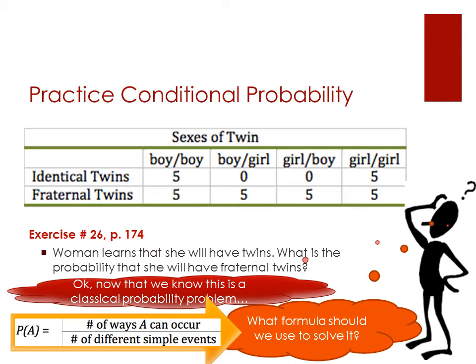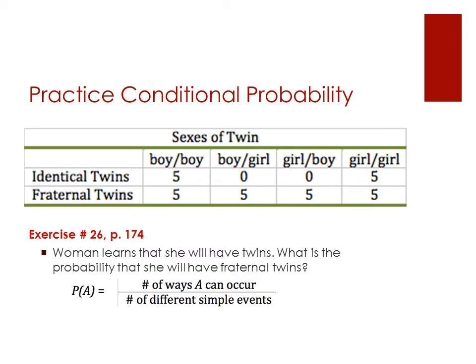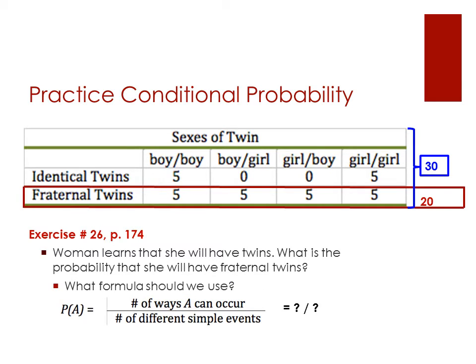Okay, you should be using our basic formula that we've been working with for quite a while now. So we have the number of ways A can occur over the number of different simple events. Remember, we have our total of events, and then we have the number of ways A can work. So here's our formula. And here's the ways we can mark it up for this.